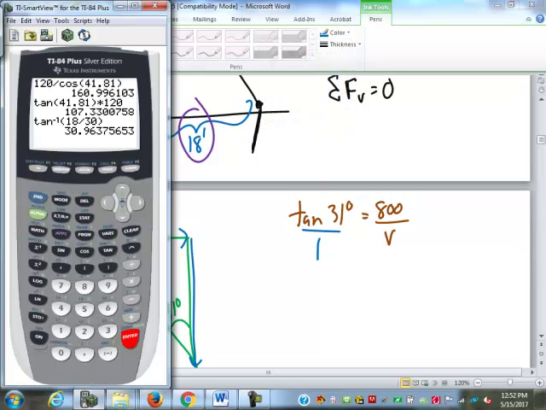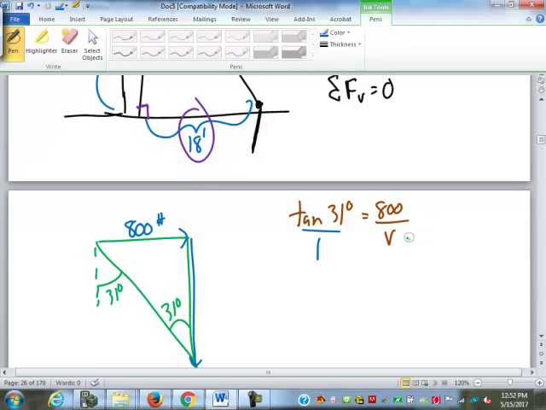So 1 times 800 is 800 divided by the tangent of 31 degrees. So 1331.42 pounds. So that's what that vertical component is. That means that the pole over here has to be pushing back up with 1331.42 pounds.